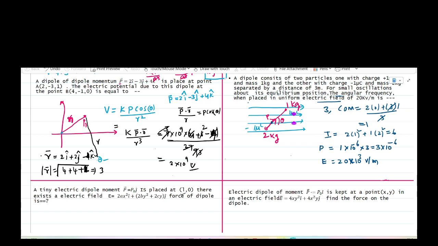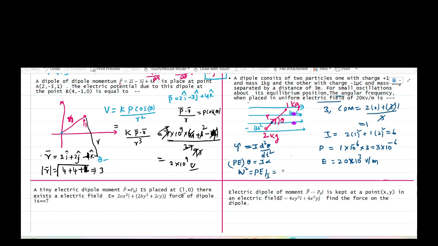The field value is given. For small oscillation about its equilibrium position, torque is equal to I alpha. The tau is equal to I alpha, I into d square theta by dt square. So tau is equal to PE into theta, which is equal to I alpha. Therefore omega square is equal to PE by I. We substitute, and you will get the answer, right?